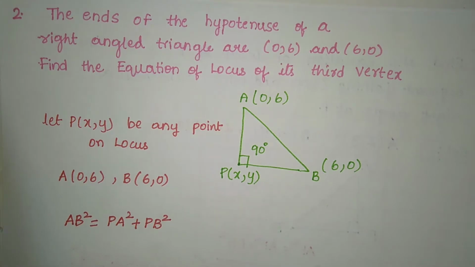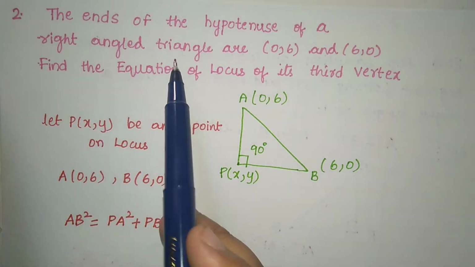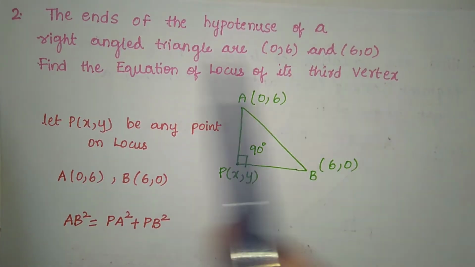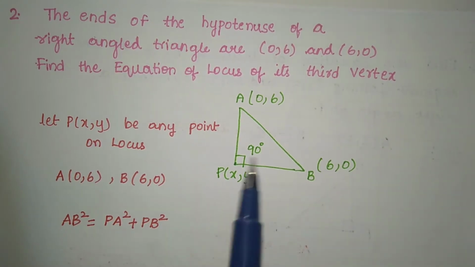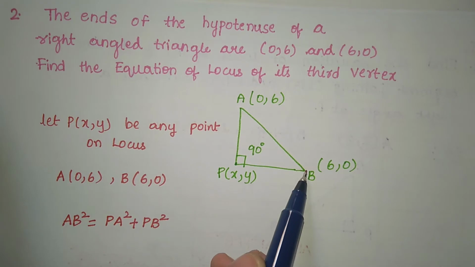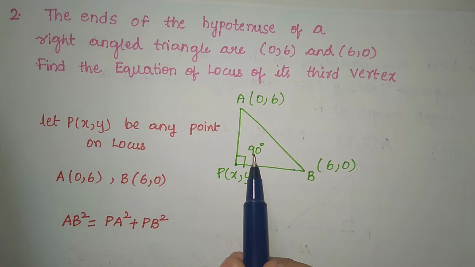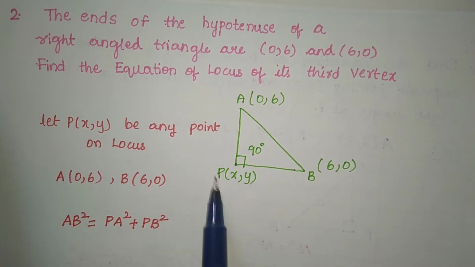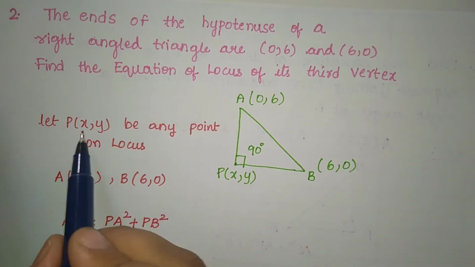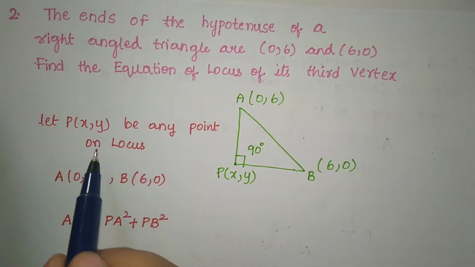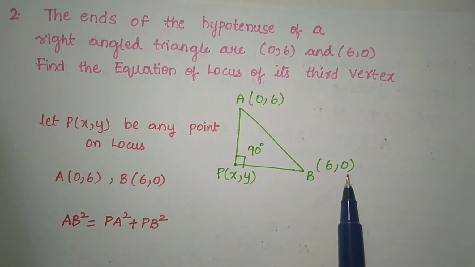So the next sum in the exercise is: the ends of the hypotenuse of a right angle triangle are (0, 6) and (6, 0). Find the equation of locus of its third vertex. So this is similar to the last problem. So A and B are the ends of the hypotenuse. So at P it is subtending right angle. So we have to find the locus of the point P, that means third vertex. So let us consider P (x, y) be any point on locus.